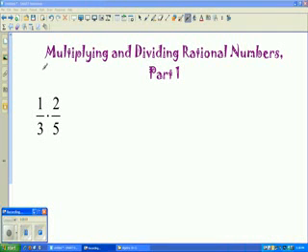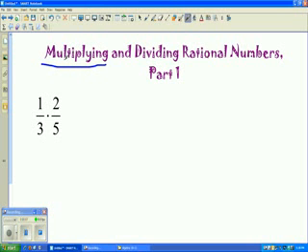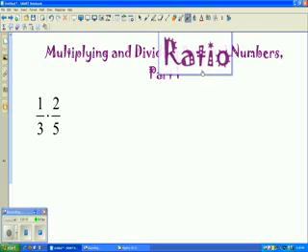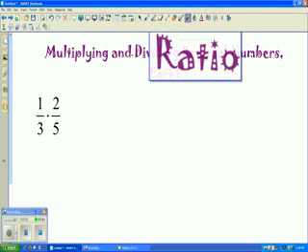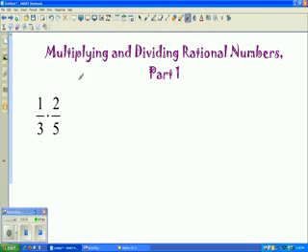This is a tutorial on multiplying and dividing rational numbers, part 1. And actually with part 1, the only thing we're going to focus on is the multiplying part of rational numbers. And remember that a rational number is any number that can be written as a ratio, see it in here, which means it's just a fraction. So we're going to be multiplying and dividing fractions. And for now, we'll just stick with the multiplying.